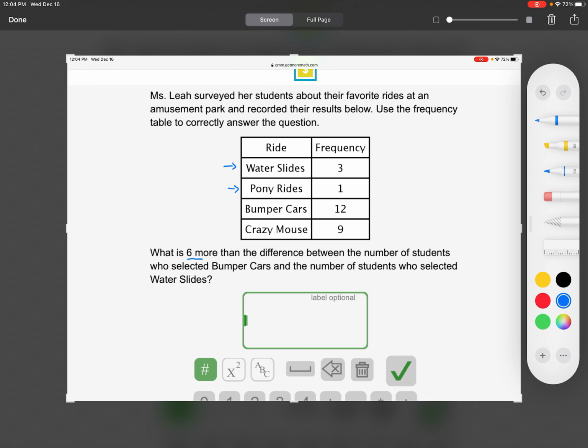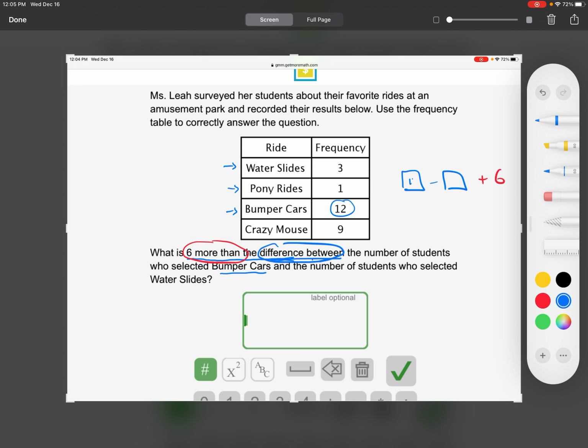So it says, what is 6 more than the difference? Okay, so I've got to dive into this math here. 6 more than the difference between. The difference between suggests that I'm going to have 2 things that are being subtracted. That's what the difference between means. 6 more than means take that difference and add 6 to it. So 6 more than means add 6. So I'll go back to blue and I'll look for the difference between the number of students who selected bumper cars, that is here.